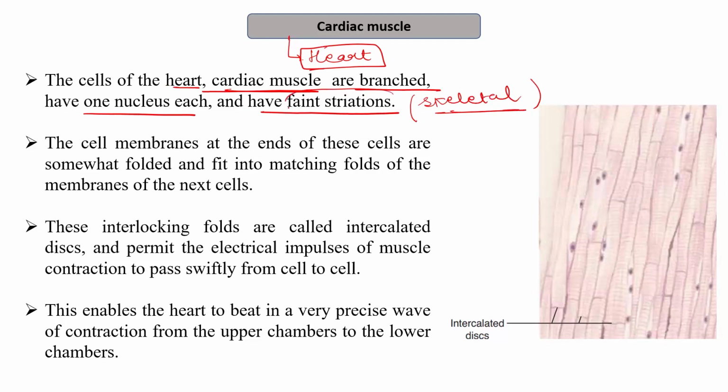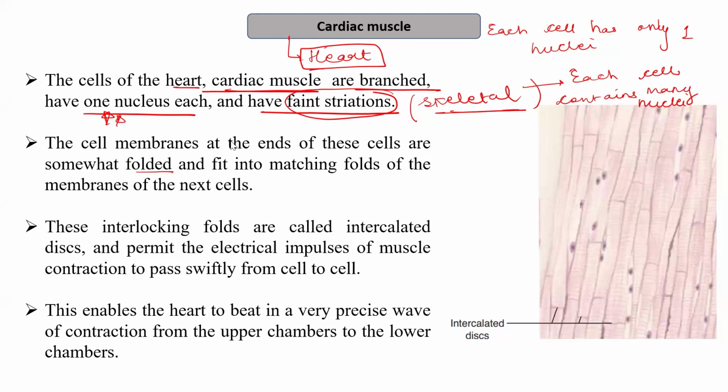So cardiac muscles are the muscles which are present in the heart of the living organism. These are branched. They have one nucleus each and they have faint striations. Now, if I compare it with the skeletal muscles, each cell has many nuclei as compared to the cardiac muscle in which each cell has only one nucleus. So, every cell has only one nucleus in the cardiac muscles and they are branched structures.